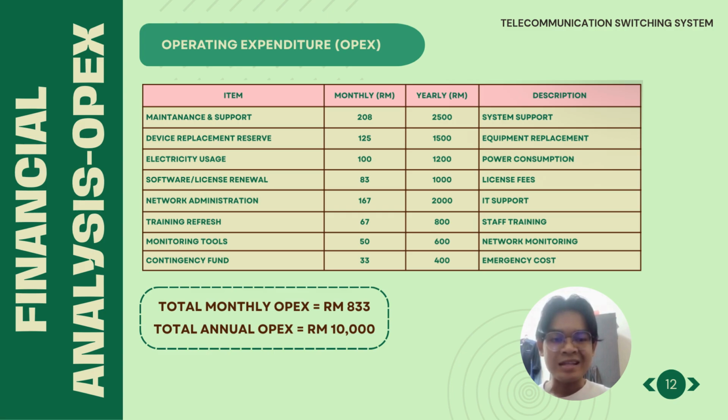In addition, 800 ringgit is allocated for staff training, 600 ringgit for network monitoring tools, and 400 ringgit as a contingency fund for unexpected expenses. Overall, the OPEX budget ensures that the network remains stable, secure and well maintained while supporting continuous operation throughout the year. Thank you. We are going to our next slide.